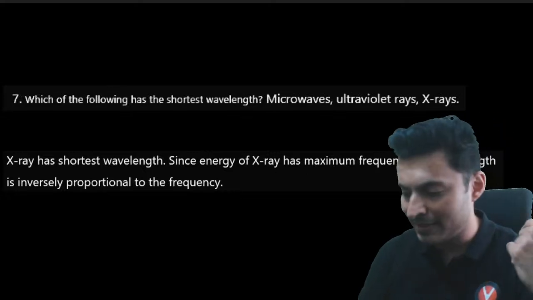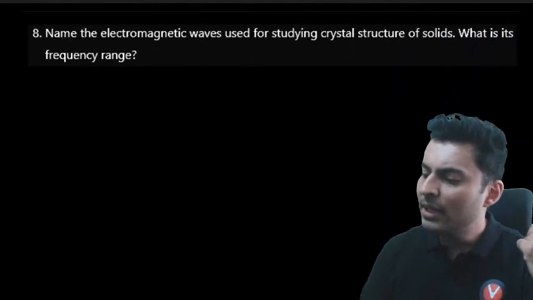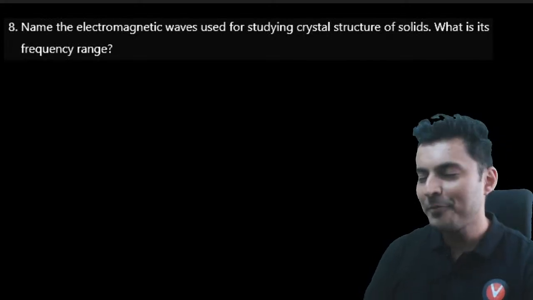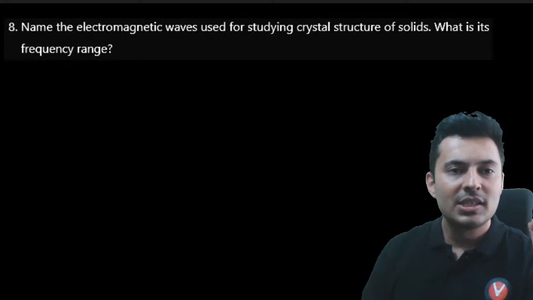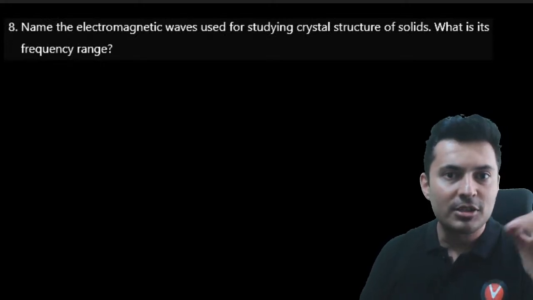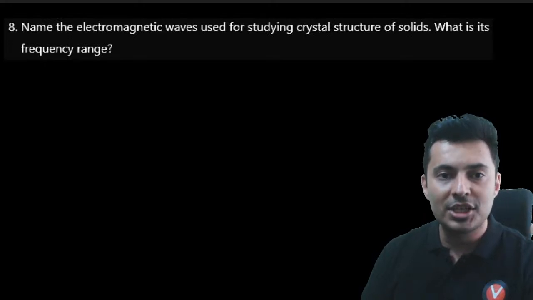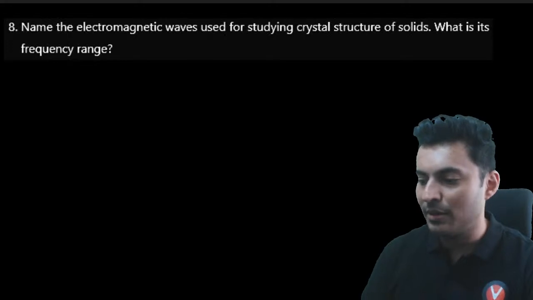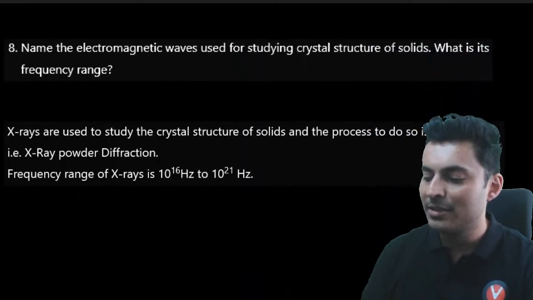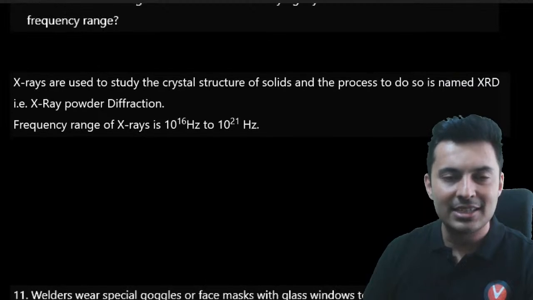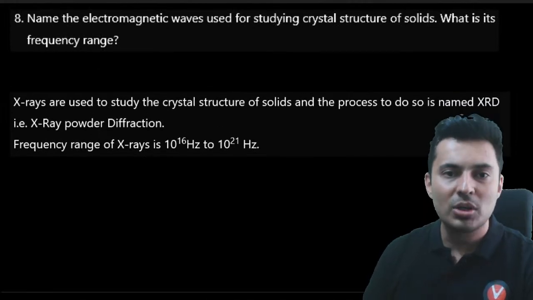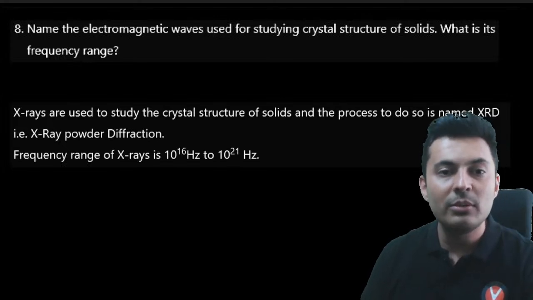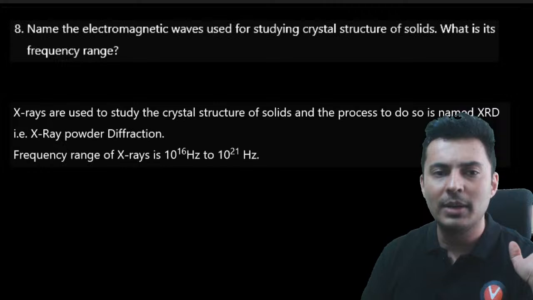Correct. Amazing. Name the EM wave used for studying crystal structure in solids. What is the frequency range? Again, application of EM waves. So remember, to study the crystal structure, you use the diffraction between the crystals. You use Bragg's law and all of that. And that is basically your X-rays. X-rays are extremely short wavelength, typically in few angstroms. So the frequency comes between 10 to the power 16 to 10 to the power 21.